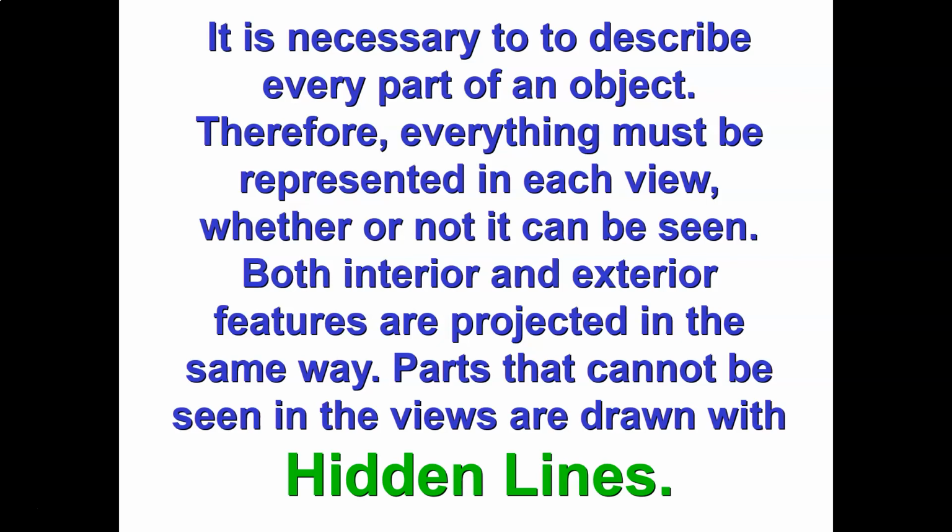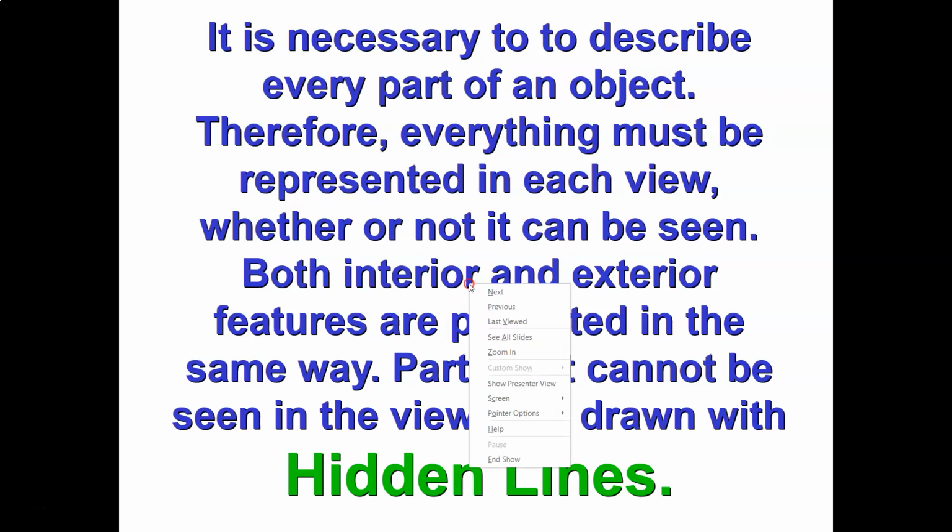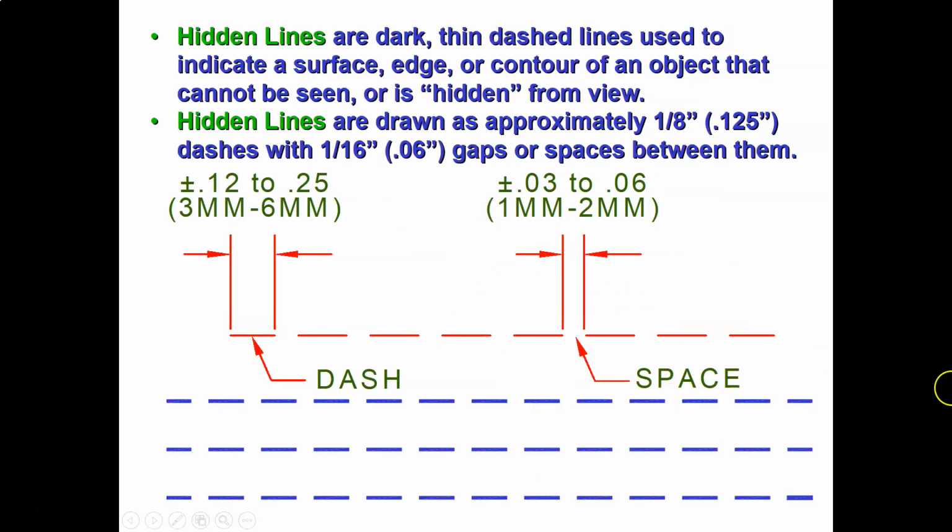So interior and exterior features are always projected the same way. So when we can see them, we're going to draw them with visible lines or object lines. When we can't see them, we're going to draw them with hidden lines. So hidden lines are dark and thin, they're dashed lines, and they're used to indicate the surface, edge, or contour of an object that can't be seen or is hidden from view.